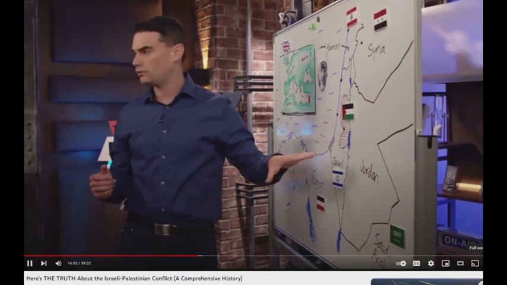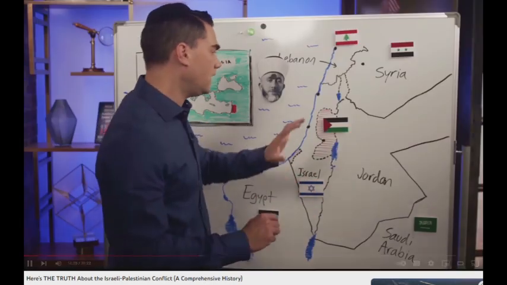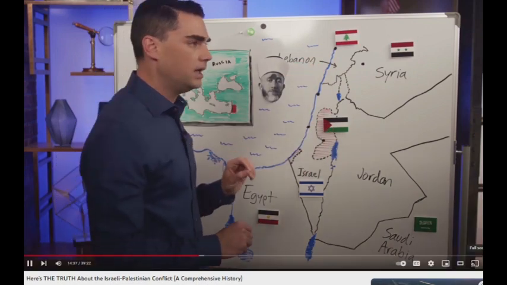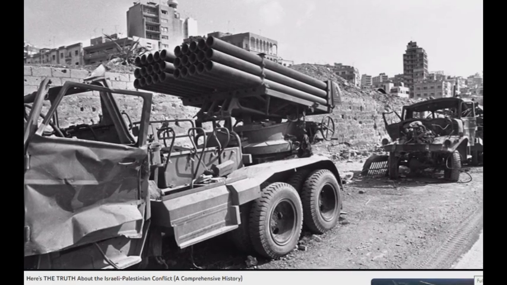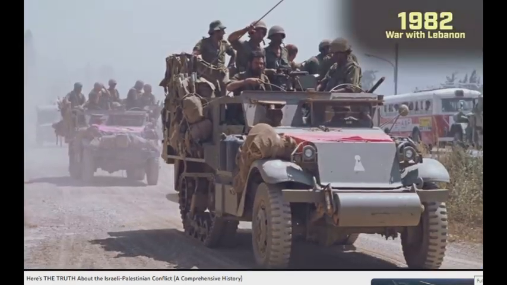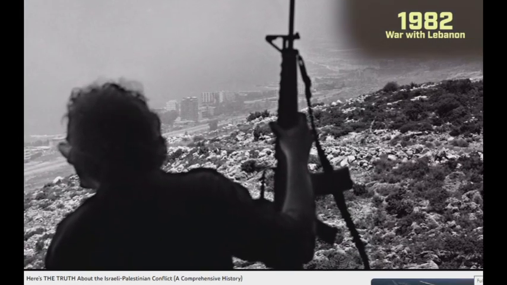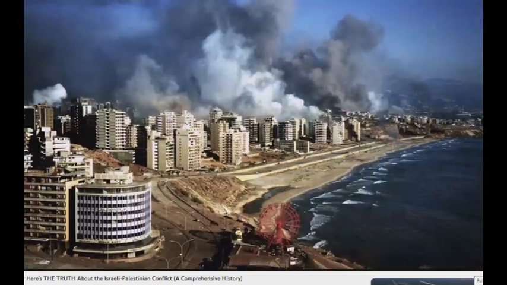afraid that the Palestine Liberation Organization is going to overthrow the monarchy. They expel the Palestinians. The Palestinians end up in Lebanon, tens of thousands of Palestinians. Palestinian terrorist groups begin firing rockets over into Israel from South Lebanon. In 1982, Menachem Begin launches a war in Lebanon. Israel ends up basically going all the way up to the capital of Beirut and nearly occupying the entire country.